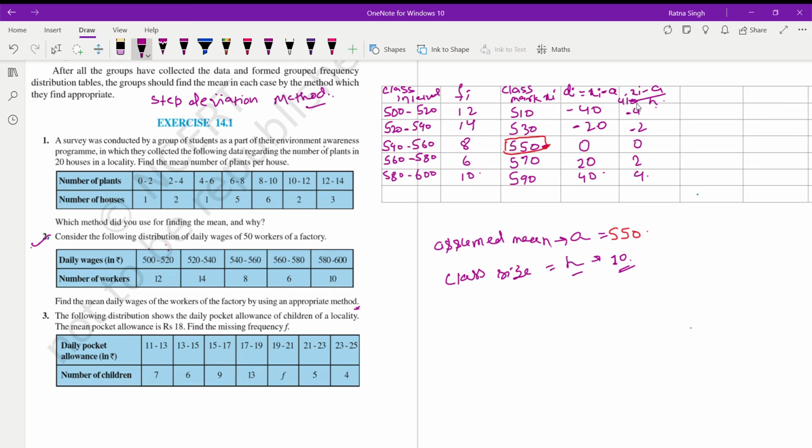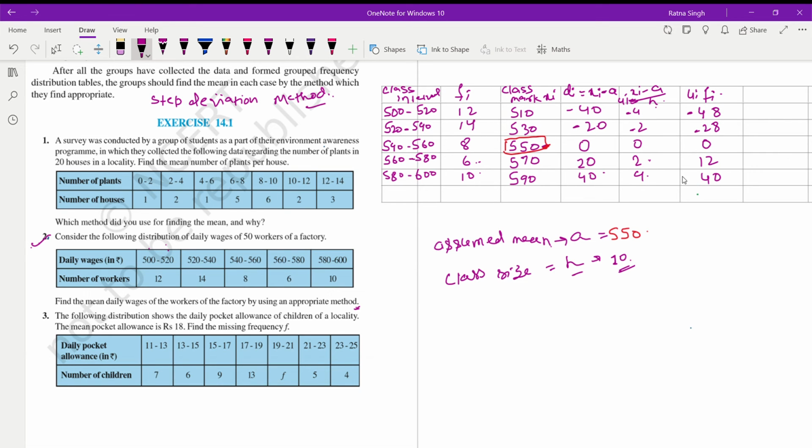We denote it by ui. In this column, we'll find ui fi, that is, we multiply this ui with this fi. So for this it will be minus 48, minus 28, 0. We are multiplying this fi value with this ui, and it is 12, and it is 40. 10 multiplied by 4, it is 40.